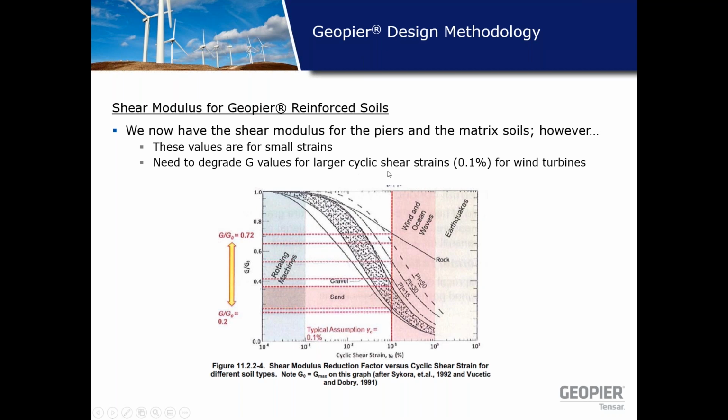And that cyclic shear strain for a wind turbine is about 0.1. So we've got one more nifty chart that we use, wherein we have cyclic shear strain on the x-axis and the ratio, degradation factor, if you will, along the y-axis. And here you see a bunch of curves, and these curves are for different soil types and clays with different PIs. And I think it'd be best just to run through an example.